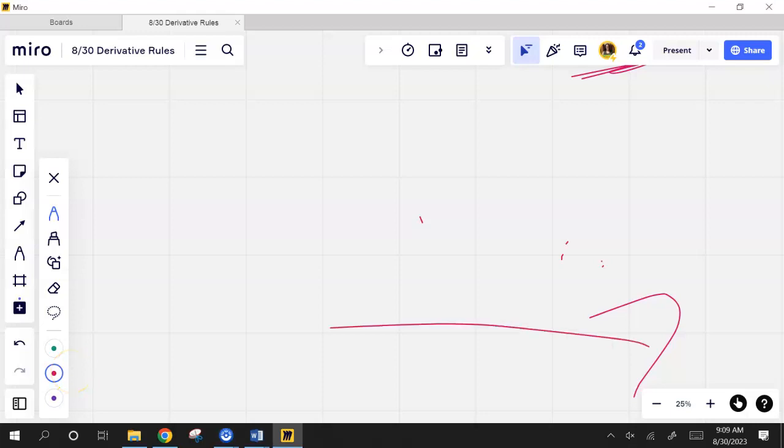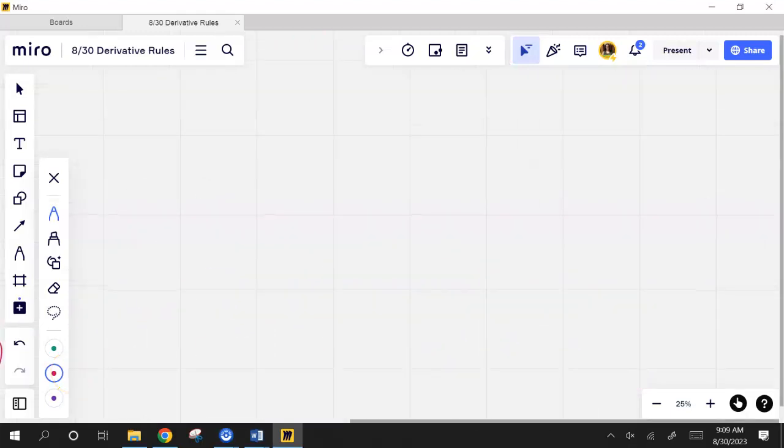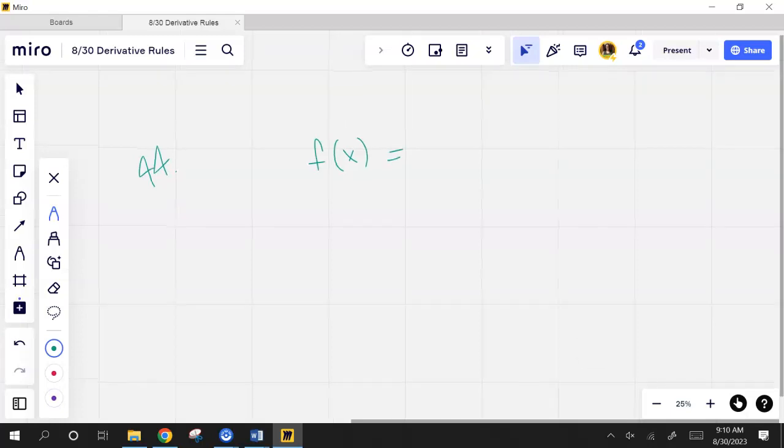Page 120 and 121. 44. So I have this piecewise as defined before 44, right under 43. I hate the layout of this book.